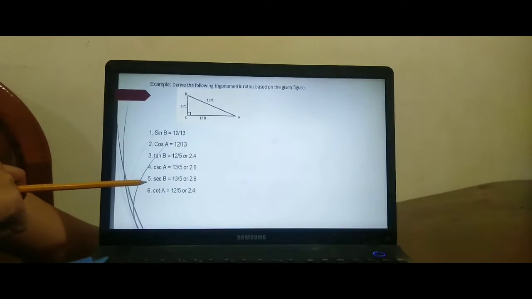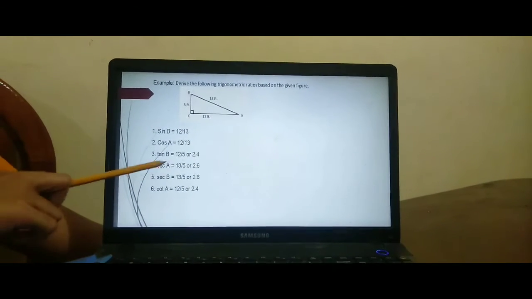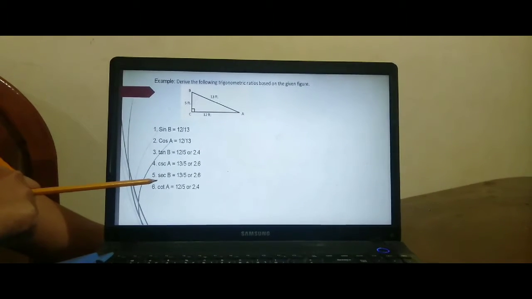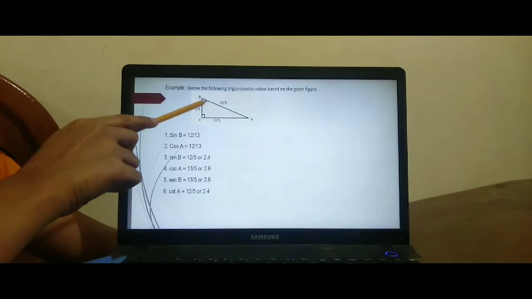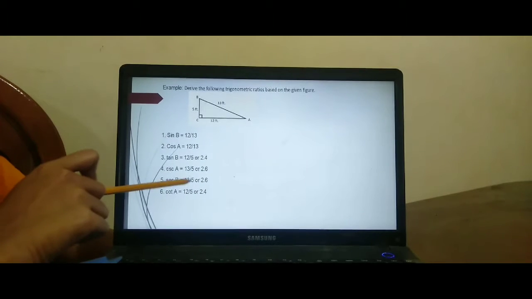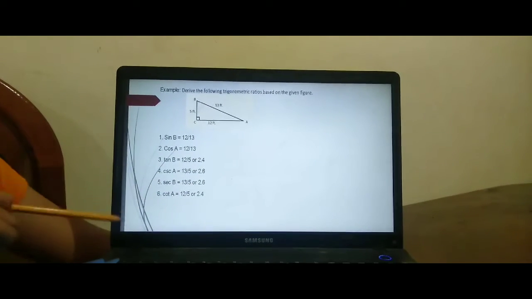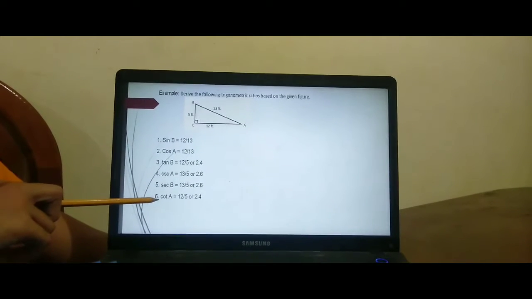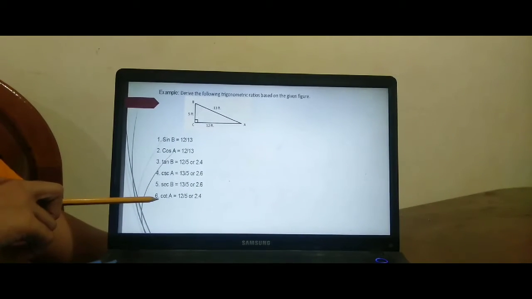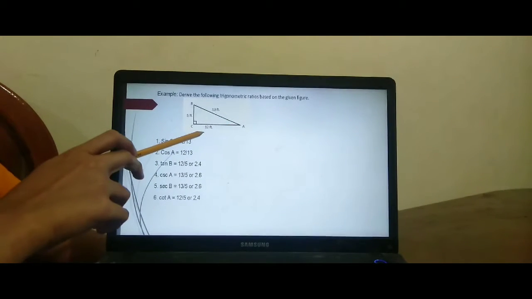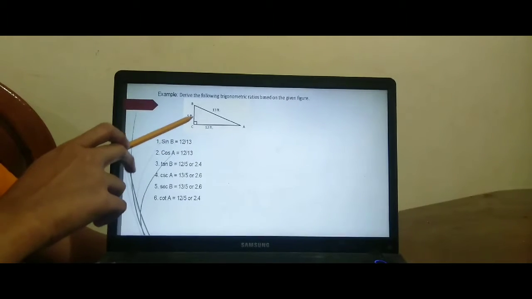Number 5, secant of B. That is kani siya is reciprocal ni cosine, and that is hypotenuse over adjacent. So with respect to B, ang atong hypotenuse is 13, ang iyang ka-adjacent is 5. So 13 over 5 or 2.6. Next is cotangent. Reciprocal ani ni si tangent, and that is adjacent over opposite. So, ang ka-adjacent ni A is 12. Ang iyang ka-opposite is 5. So, 12 divide 5 or 2.4.